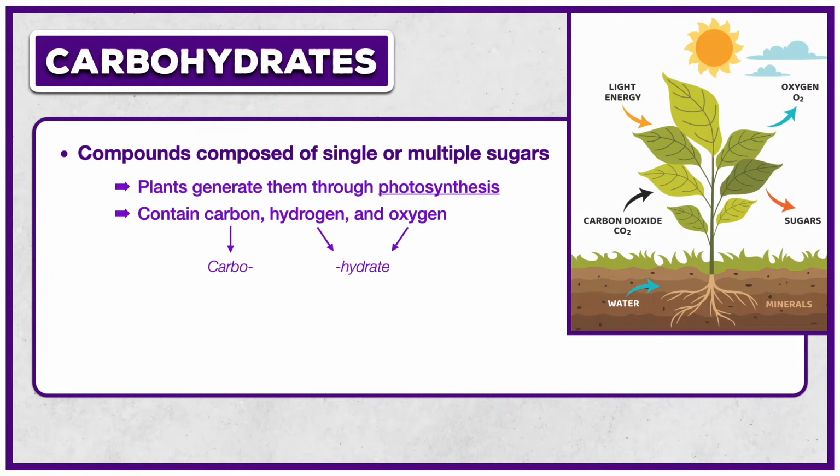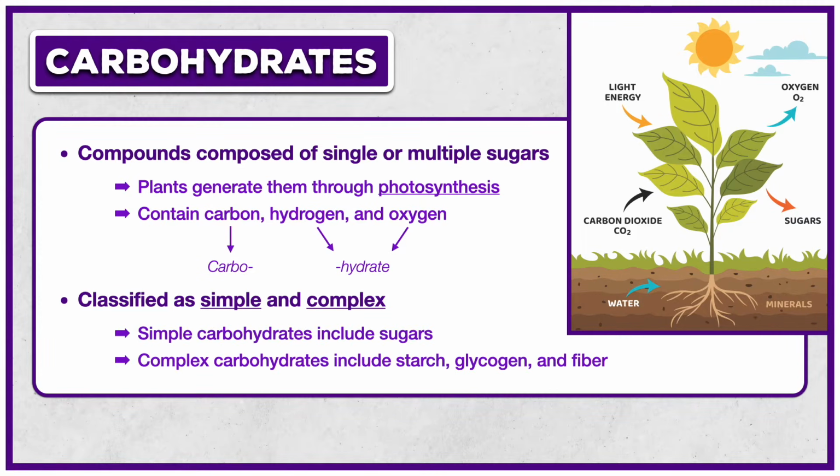All carbohydrates contain carbon, hydrogen, and oxygen, and that's where the name comes from. Carbo represents the carbon, and hydrate represents the combination of hydrogen and oxygen. Furthermore, all carbohydrates are classified as simple and complex, which indicates their molecular structure only and does not indicate their healthfulness. Simple carbohydrates include sugars, and complex carbohydrates include starch, glycogen, and fiber. Those are the 4 major types of carbohydrates that are the focus of this first learning objective.